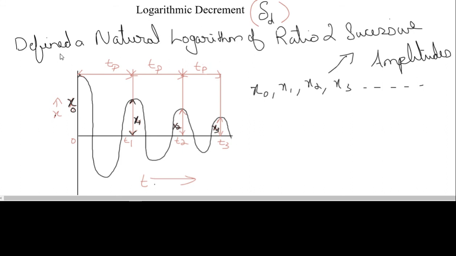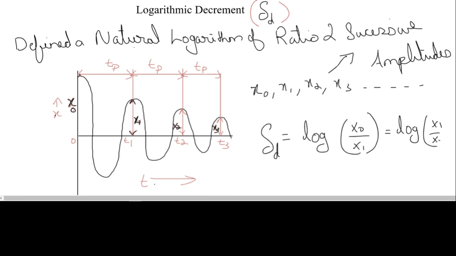So according to this definition, the logarithmic decrement is defined as the natural logarithm of the ratio of two successive amplitudes. We can write delta d, that is logarithmic decrement. This is an important parameter for numericals. Two successive, that means it can be log of x0 by x1, or it can be log of x1 by x2. Similarly, it can be equal to log of x2 by x3. Similar to that, it can go on.